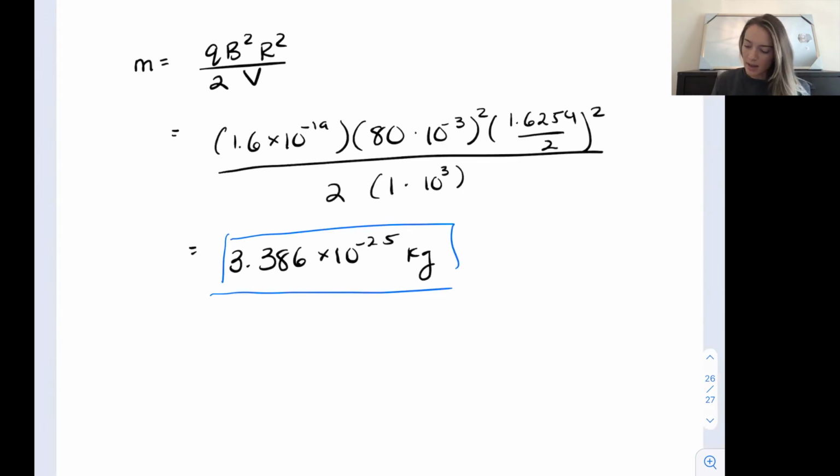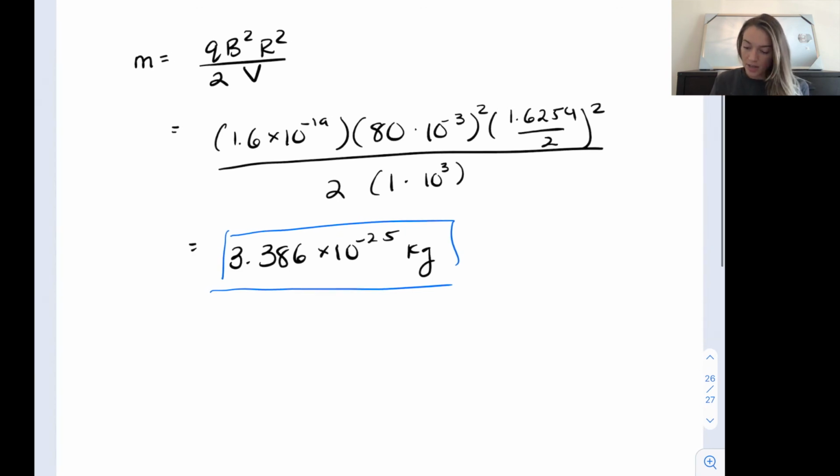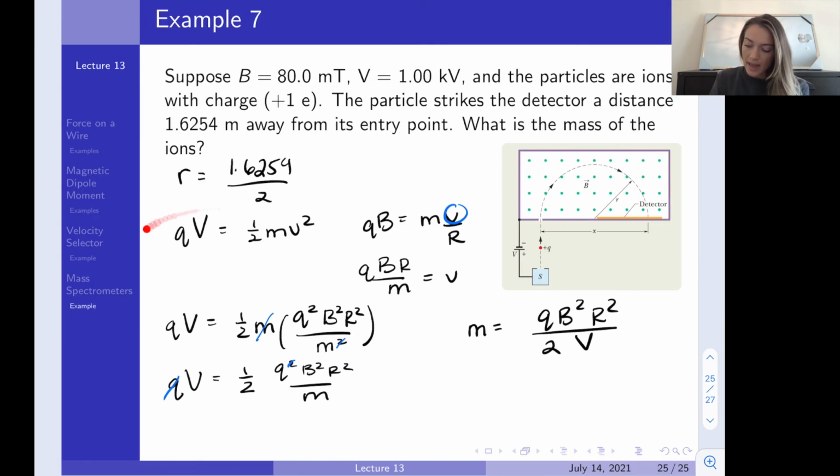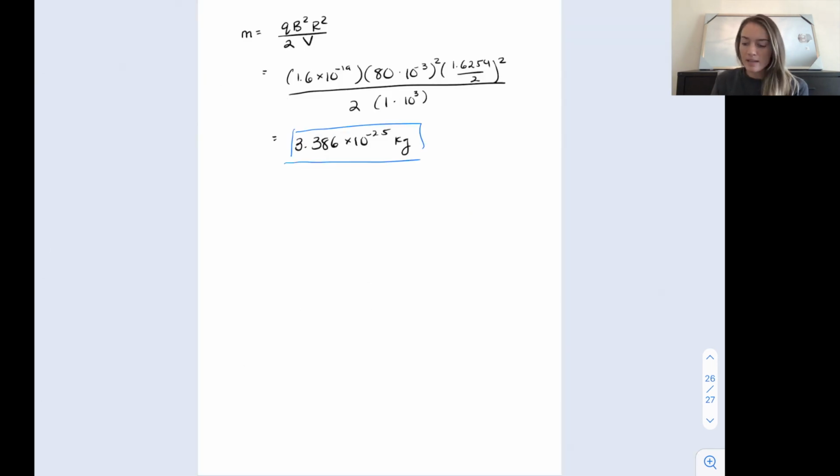Okay, so this is how you would use a mass spectrometer to find the mass of some ion. Combine the conservation of energy and the cyclotron equation that we had for circular motion in a magnetic field. In our next lecture, we're going to start actually calculating magnetic fields. We'll find the magnetic fields of different current configurations. All right, so I will see you guys next time.